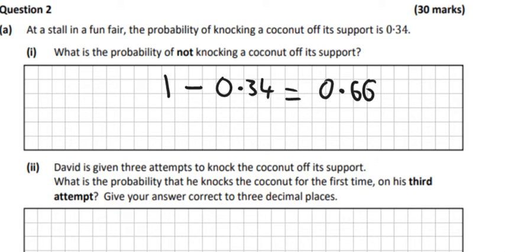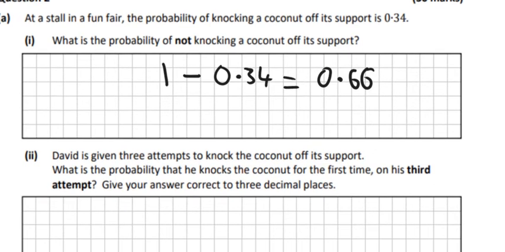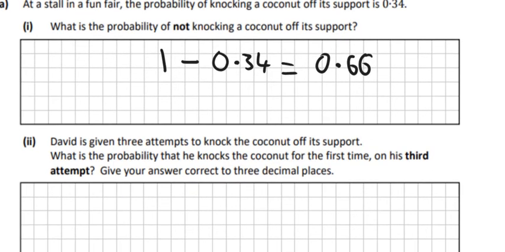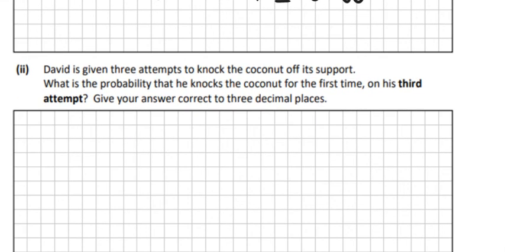So if the probability of it happening is 0.34, you always just take it away from 1, and it gives you the probability of the opposite thing, because all probabilities have to add up to 1. Second one, David is given 3 attempts to knock it off.